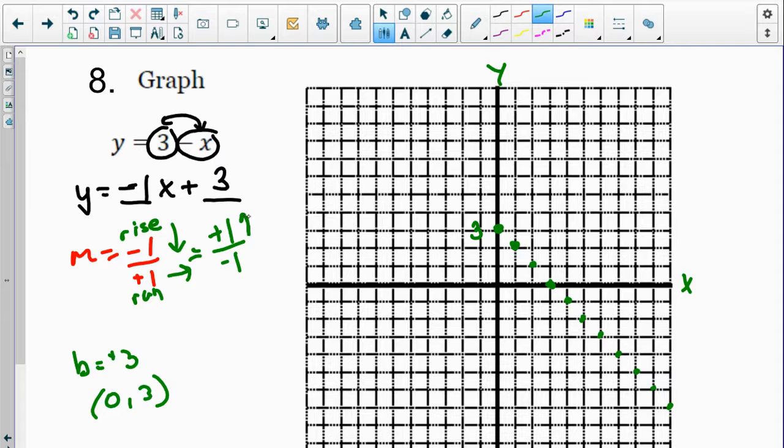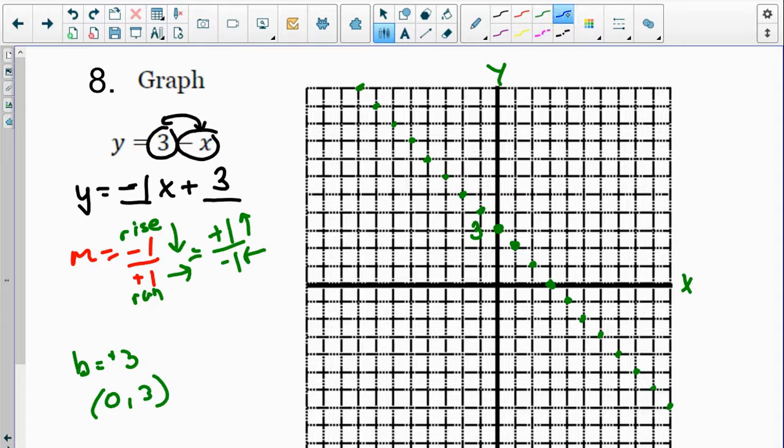So this time I would go up because my rise is positive, but I would have to go to the left because my run is negative. So I go up 1 and back 1, up 1, left 1, up 1, left 1. And notice those points line up nicely with the other points that we drew.